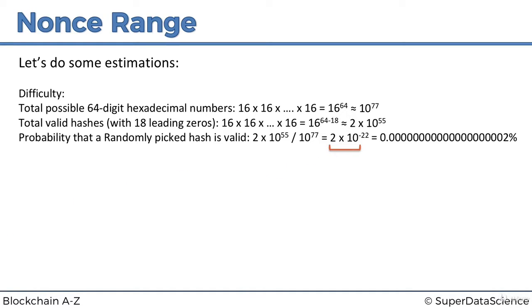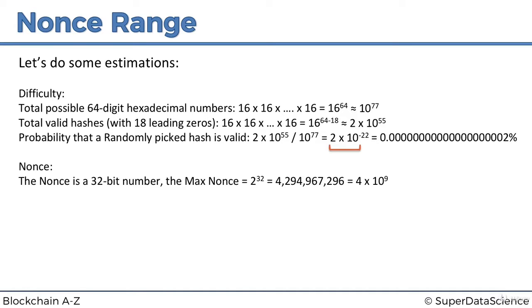Now for the nonce. So now we know additional information about the nonce. Let's plug it in here. The nonce is a 32-bit number. The max nonce is 2 to the power 32, approximately 4 billion. So let's round it to 4 billion, and we'll underline that in green. And so this is the important part.